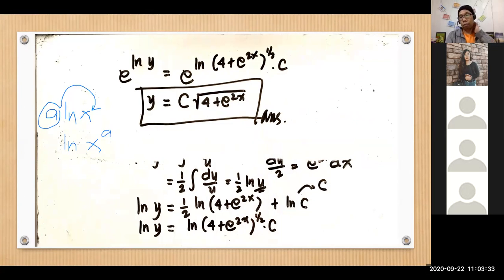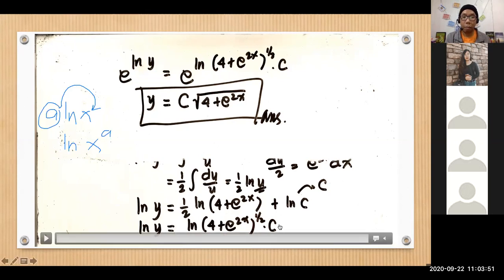Sir, bakit naka-ln din yung C? Doon po sa baba. Ginawa ko siyang ln of c para mapagsama ko na lang siya sa iisang term na lang sila. Okay po. Sure? Nagets? Okay. Ginawa ko siyang ln of c para mapagsama ko sa isang term.